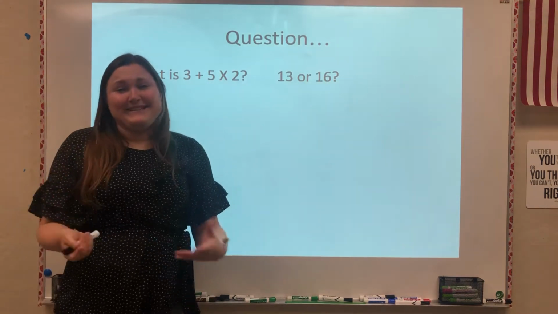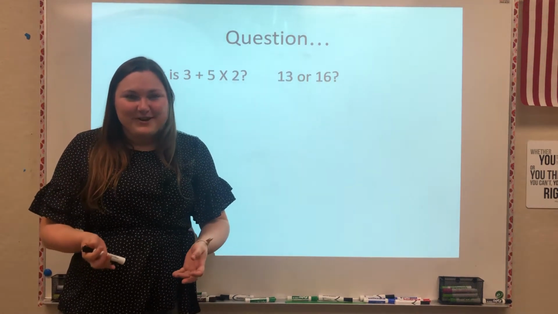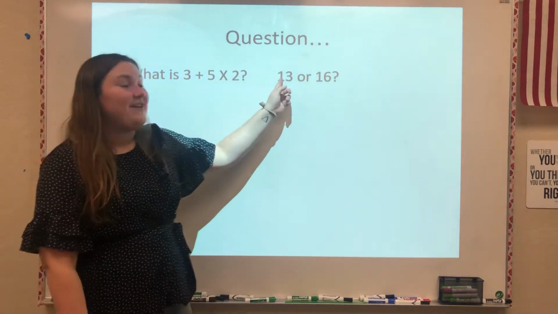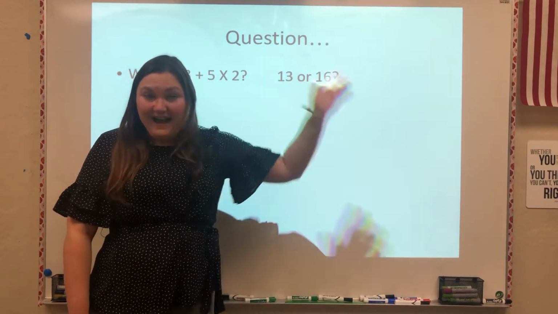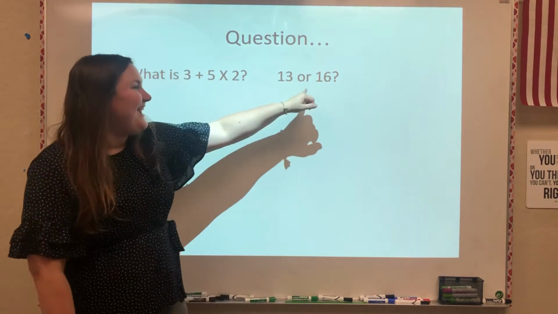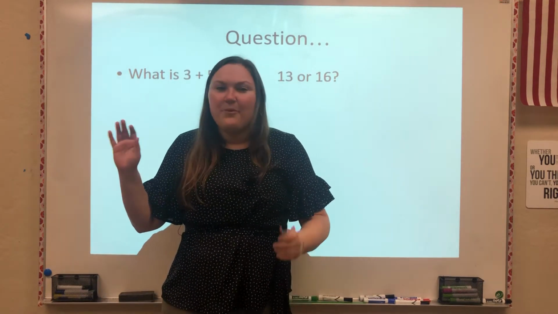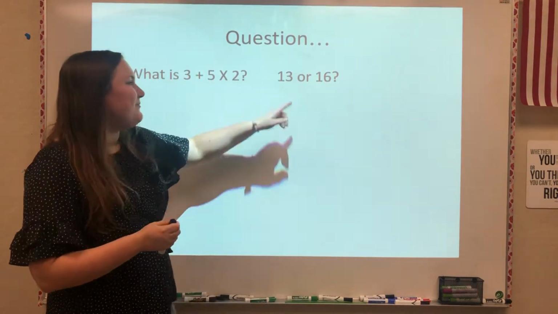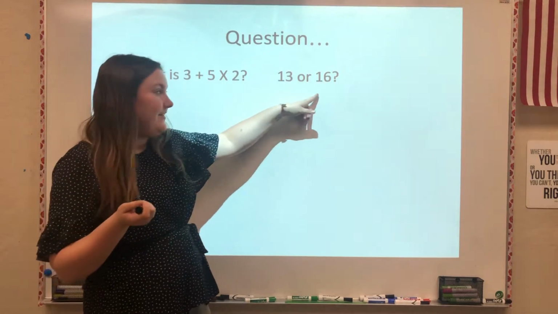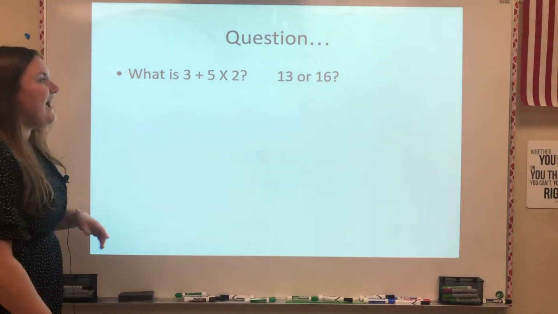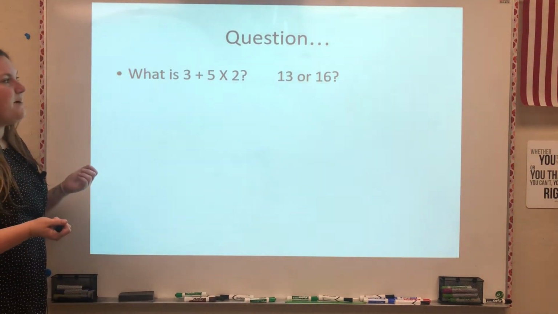Now, I miss doing this lesson in class because when we do this question in class, I'll always ask, okay, who said 13? And about half the class will raise their hand. And then I'll say, okay, who said 16? And the other half will raise their hand. Well, how is that happening? How is it where about half of us are getting 13 and the other half are getting 16?